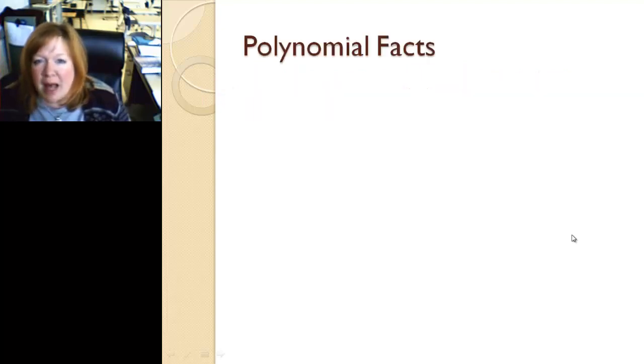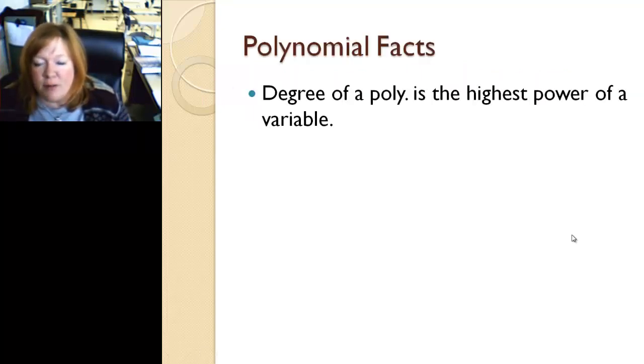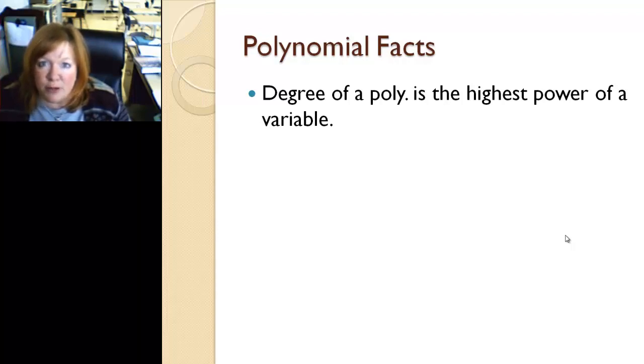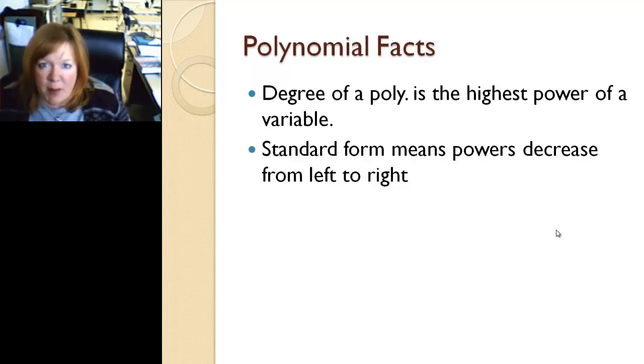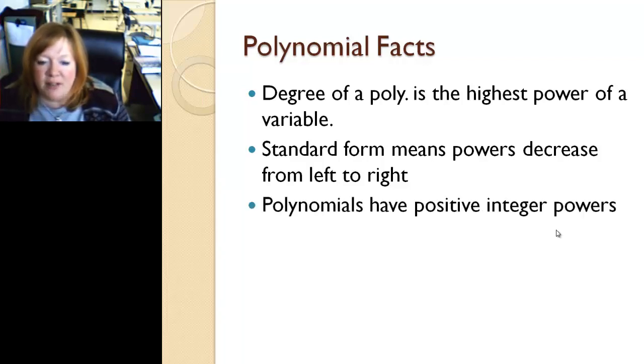So here we go. Some polynomial facts. The degree of the polynomial is the highest power on the variable. So if they ask you what the degree is, you look for the highest power on the variable. That's the degree. Standard form of a polynomial means you have to write the polynomial in decreasing powers from left to right. So for example, a quadratic was x squared plus 3x plus 2. The powers go down, 2, 1, none. And polynomials also have to have positive integer powers. Positive integer powers means there's no fractions and there's no negative numbers in your powers.